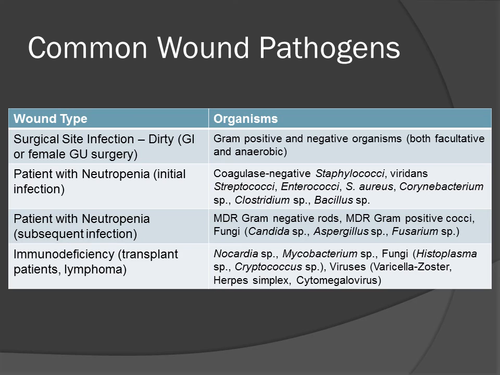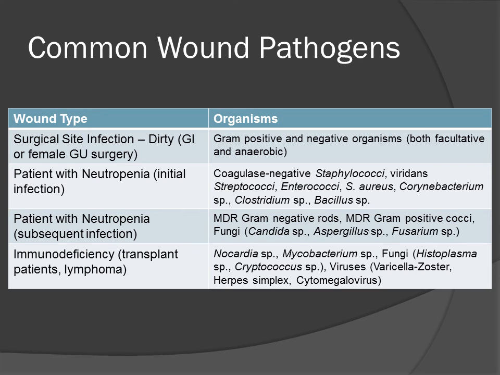If a patient has neutropenia, and it's the initial infection, you're going to think coagulase negative staph, some strep, enterococci, Staph aureus, Corynebacterium, Clostridium, and Bacillus. A patient with neutropenia who's had a subsequent infection, so not the initial infection, you're going to think multi-drug resistance. So you definitely want to make sure that they're on some big gun antibiotics and follow the guidelines with that.